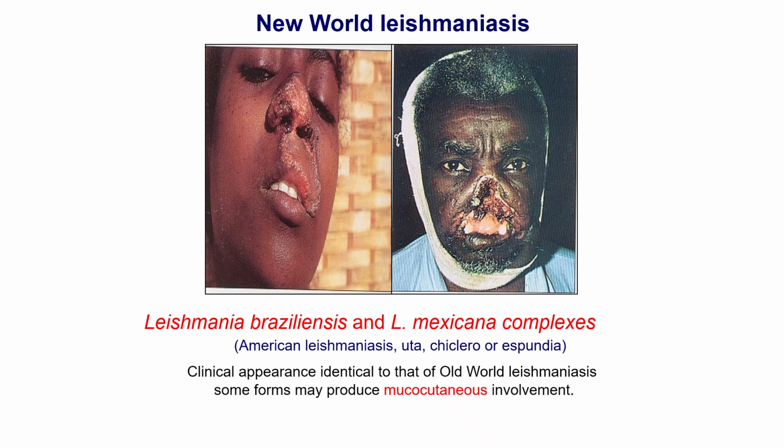New World leishmaniasis is caused by the two species here, braziliensis and mexicana complexes. We sometimes call this mucocutaneous leishmaniasis. It usually happens on the nose and the mouth, which have mucosal linings.